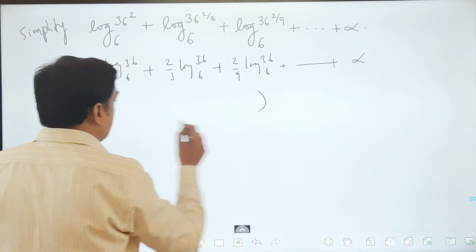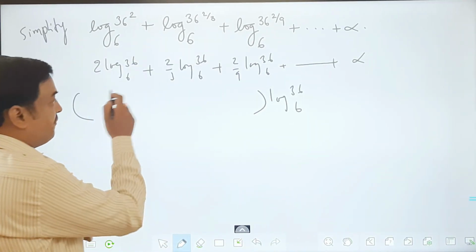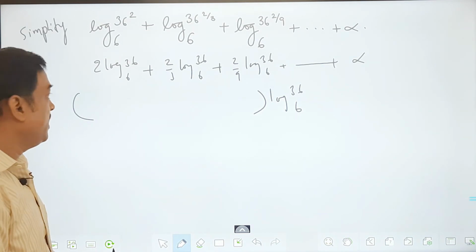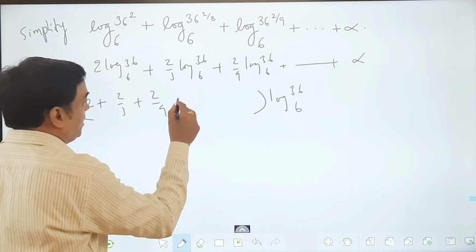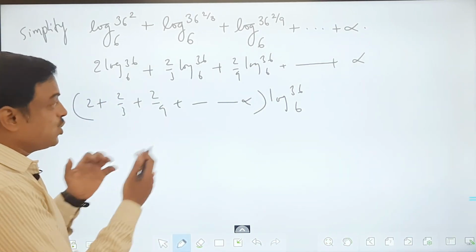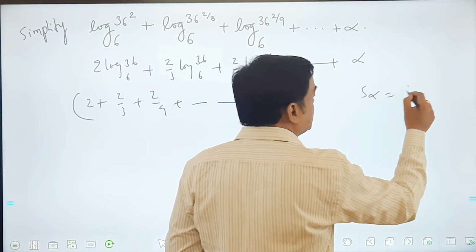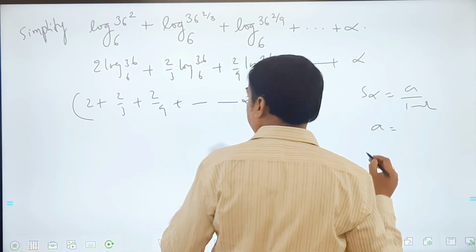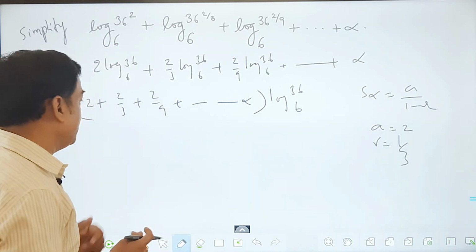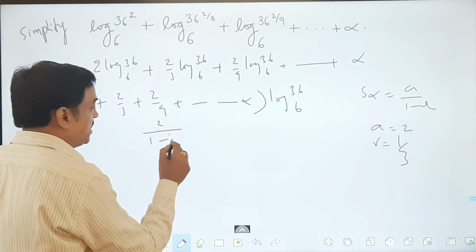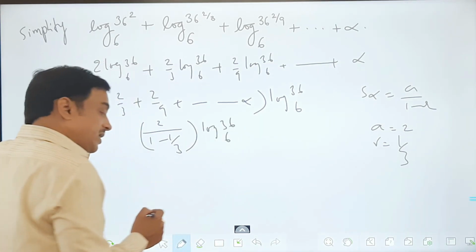Now I'll take log 36 base 6 as common. You see, in every term there is log 36 base 6, right? And that can be taken as, now, 2 plus 2 by 3 plus 2 by 9 plus so on up to infinity. And this is a geometric progression series, correct? We'll apply the sum to infinity, that is a by 1 minus r, where a is equal to 2 and r is equal to 1 by 3. So apply that here: 2 by 1 minus 1 by 3 into log 36 base 6.